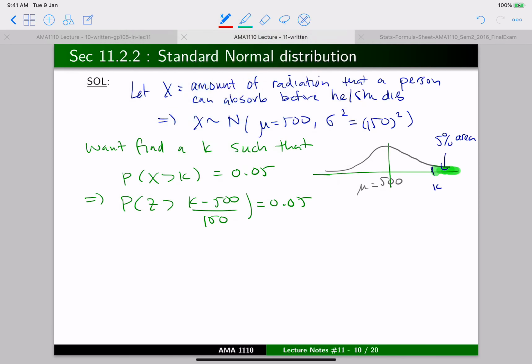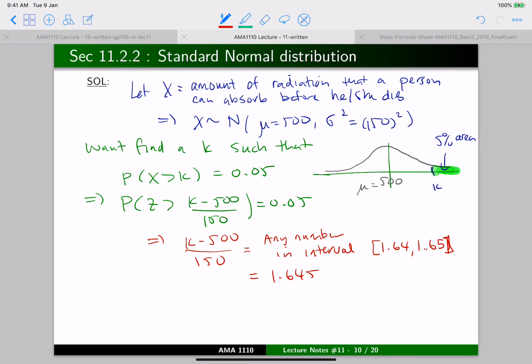So that means that k minus 500 over 150 must be equal to any number in the closed interval from 1.64 to 1.65; we will accept any number in there. So let's just pick 1.645, the middle. Solving for k, we must have k is 500 plus 1.645 times 150, which is 746.75. So above 746.75 roentgens, that person will die being exposed to this or more.